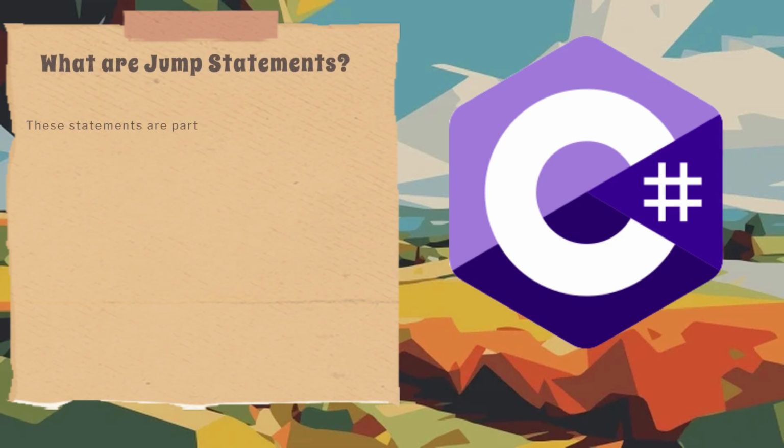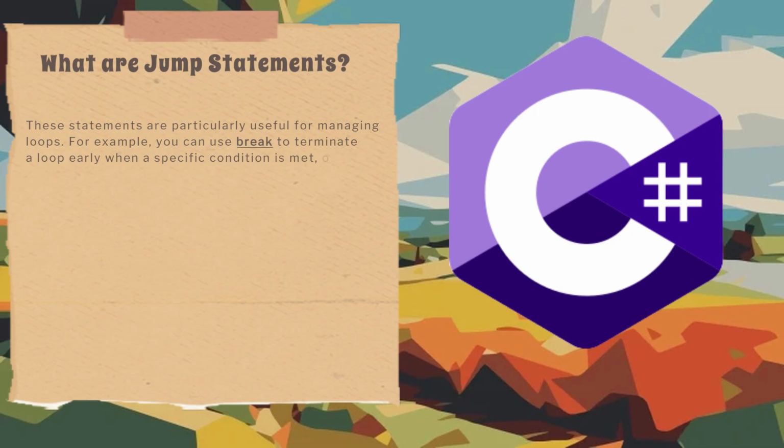These statements are particularly useful for managing loops. For example, you can use break to terminate a loop early when a specific condition is met, or you can use continue to skip processing for certain values, allowing the loop to continue with the next item.